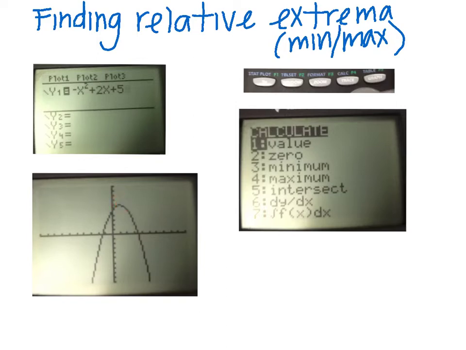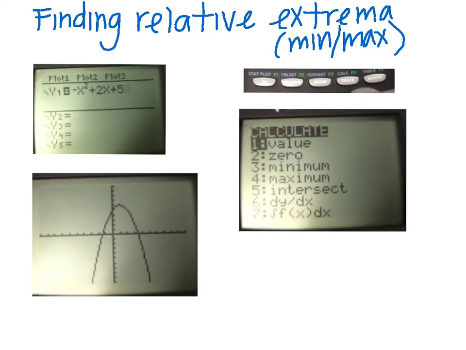This we call a relative maximum. So in this case, I want to find a maximum, so I'm going to press second trace. When I press second trace, we're going to be using this function a lot. It brings up this screen that says calculate. And there's my minimum and my maximum.